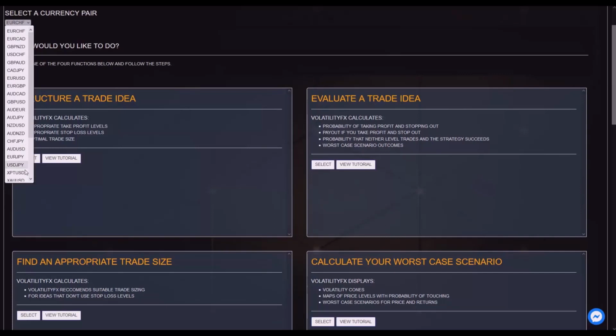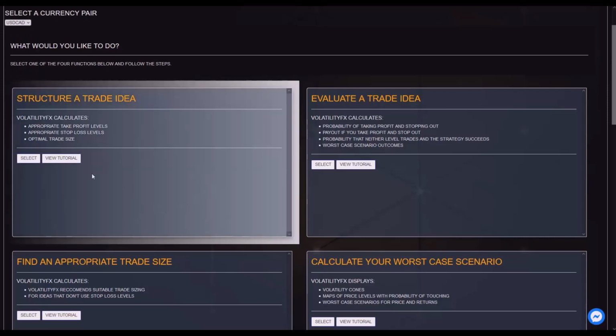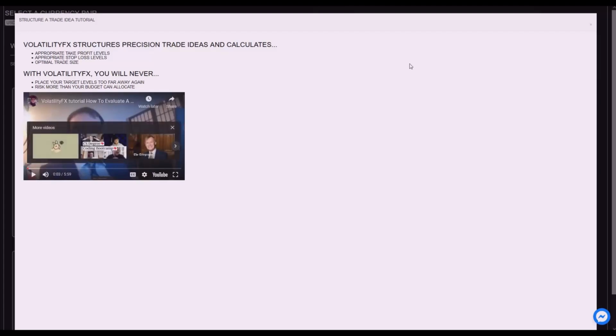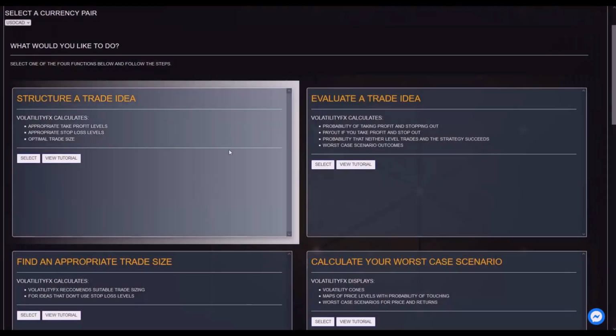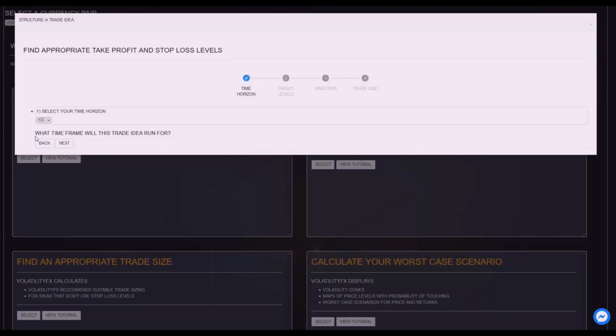Let's start off by switching to the dollar CAD, and we can go and explore these four value propositions. There's a built-in tutorial for each one of these value propositions. If you read or provide trade ID, you can select View Tutorial and see a live video demonstration of each of the value propositions. Here, we'll structure a trade idea.